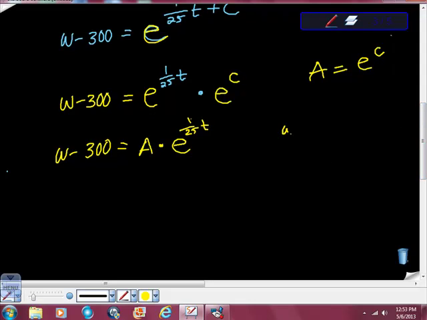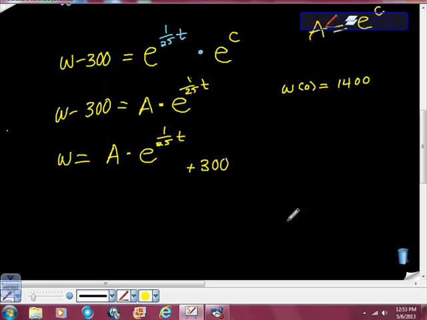Now what we can do is this. They gave us this condition. They said that W of 0 is equal to 1400. So you can do it either way you want. I'm going to just move this over. So I'm going to get W is equal to a times e to the 1/25th t power, and then I'm going to add 300 to both sides. So there's the 300 on both sides, if you don't mind.